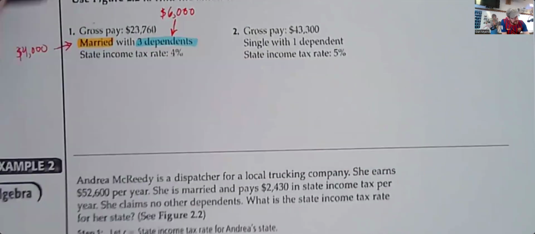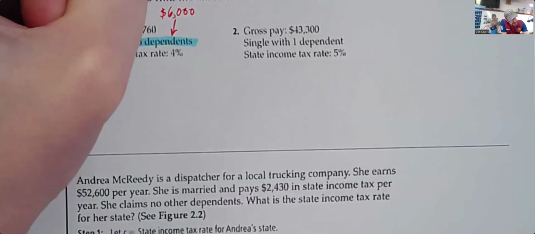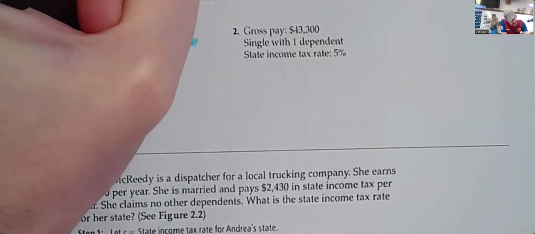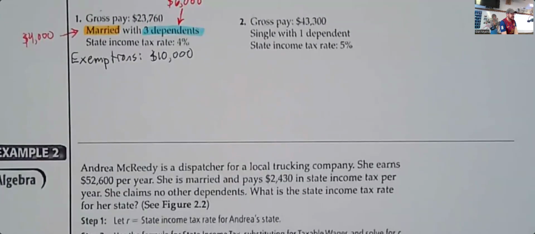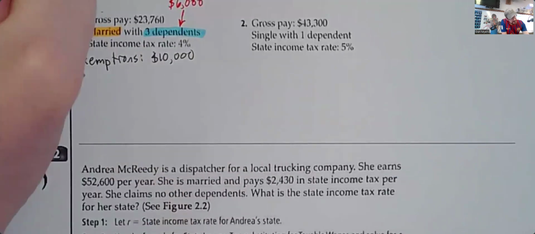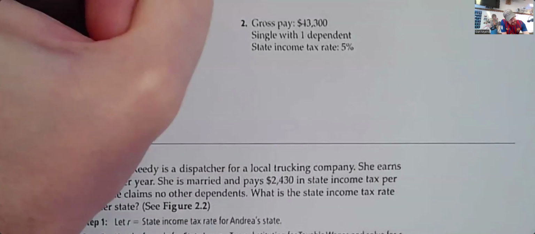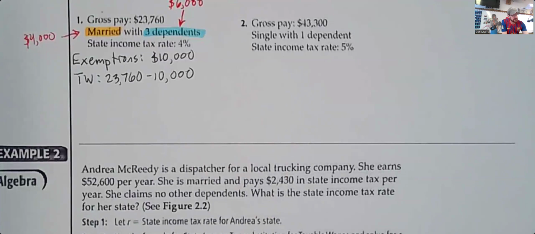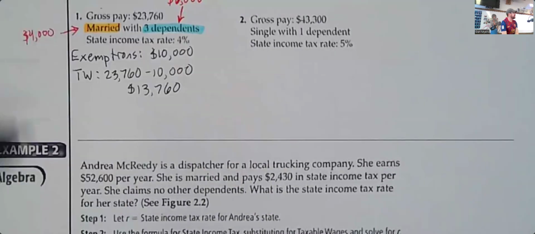So exemptions, $10,000 in exemption. So we get to deduct $10,000 from the gross pay to get the taxable wages. So the taxable wages are going to be 23,760 minus 10,000. So that brings it all the way down to $13,760 for the taxable wages.